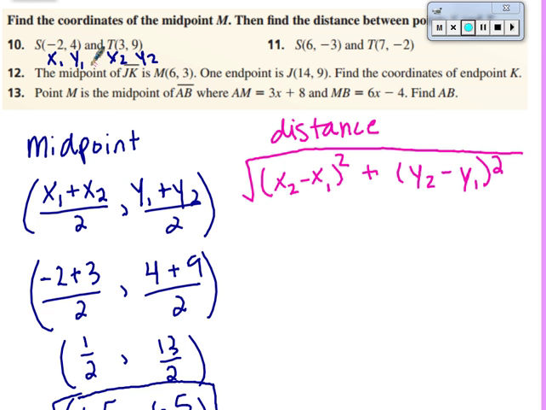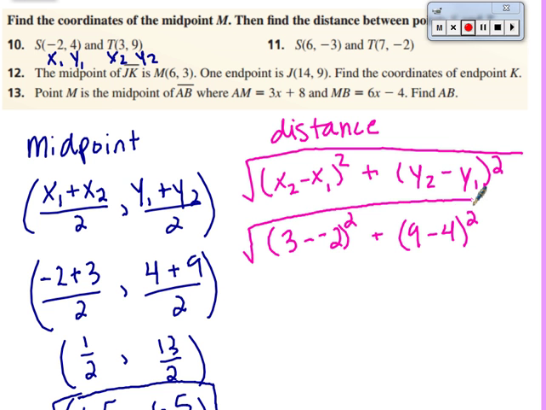So if I'm going to use the points S and T, in my first set of parentheses, I would take x2 minus x1, so that's 3 minus negative 2, which is actually a plus sign. When you have a minus and negative, that turns into a plus. Then for your y's, 9 minus 4. And that's still all under one big square root. Now I suggest you work this out in pieces rather than relying on your calculator to do the whole thing. So 3 plus 2 is 5.